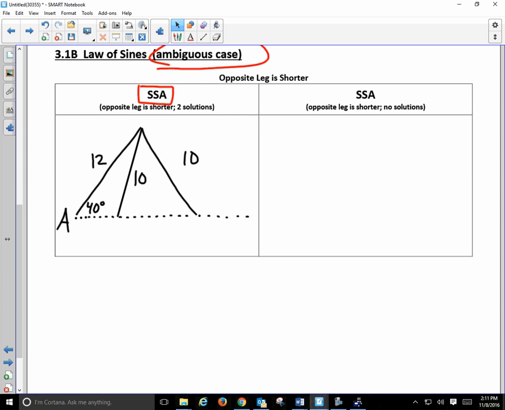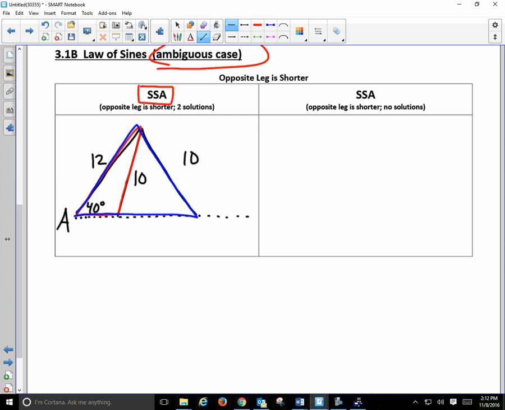These are 2 triangles. Triangle 1 is in red. Triangle 2 is in blue. Those are two triangles that have an angle of 40, a side that's 12, and then another side that's 10. We don't know which one it's talking about.